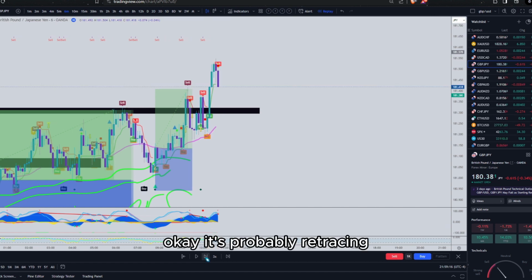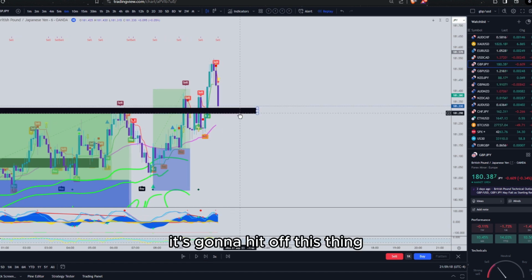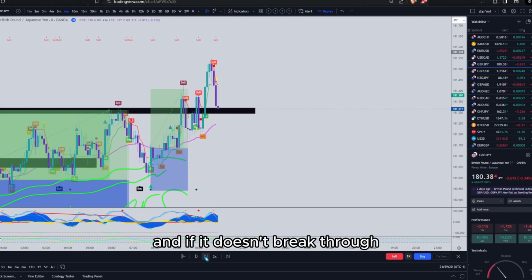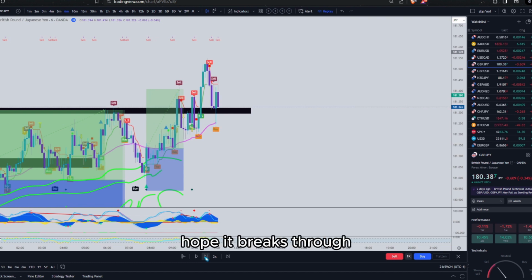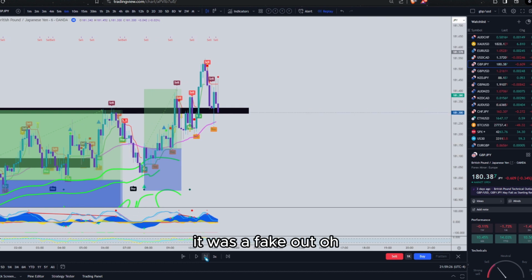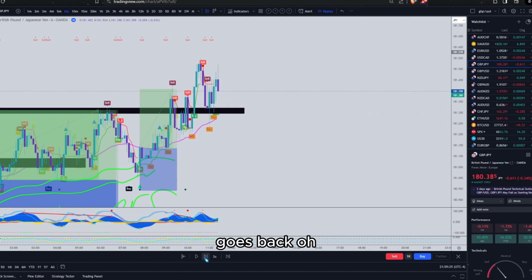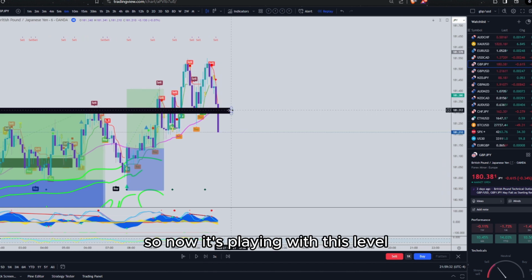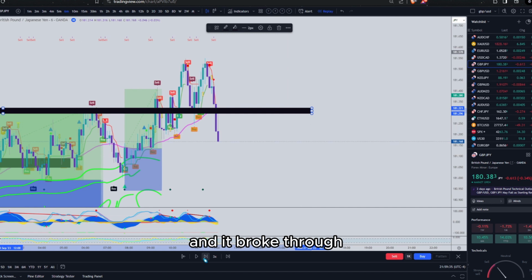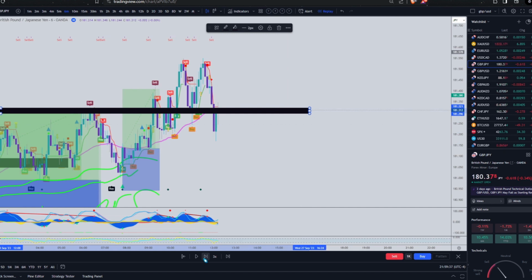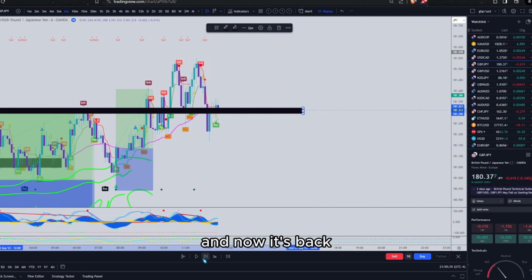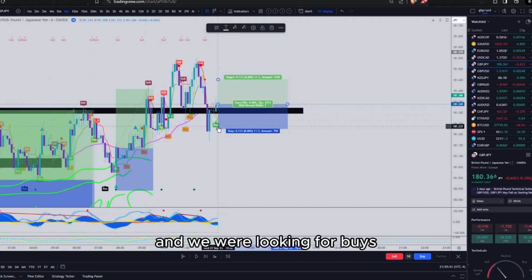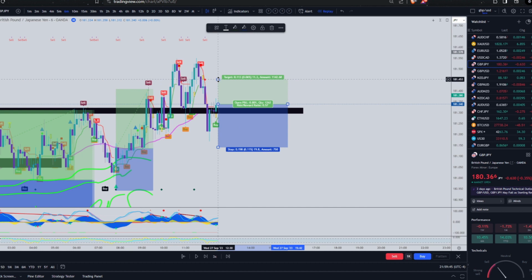Okay, it's probably retracing. It's going to hit off this thing, and if it doesn't break through, it's gonna go up. Oh, it breaks through. Oop, it was a fake out. Oh, it goes back. Oh, and it's going up. Yeah, so now it's playing with this level, and it broke through, and now it's back, and now the buys are coming in, and we were looking for buys, which makes sense to enter.